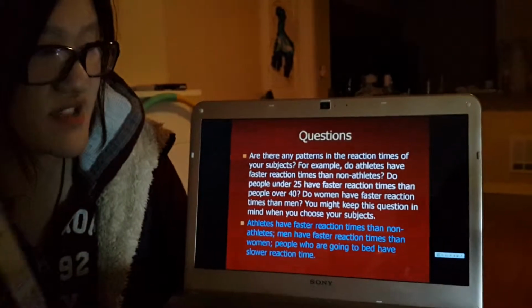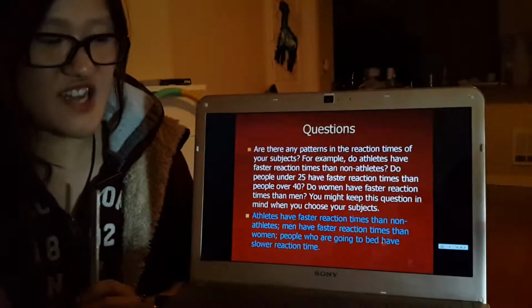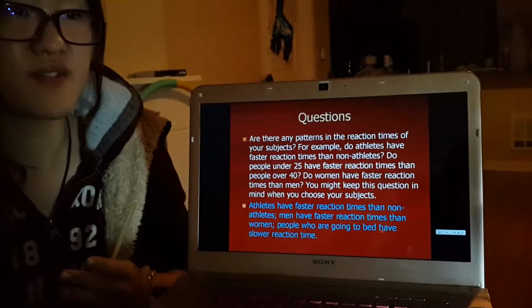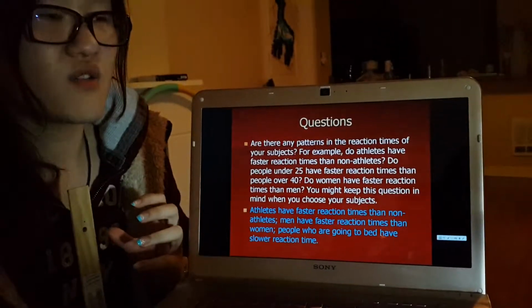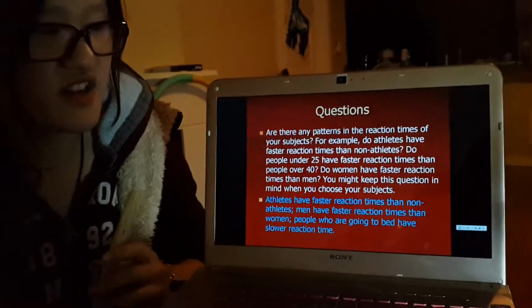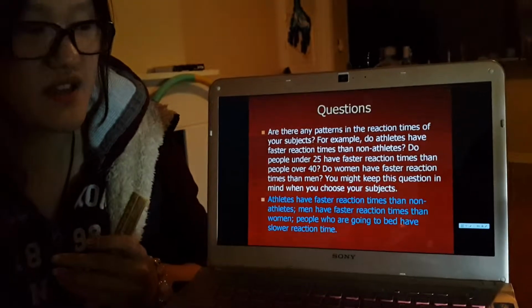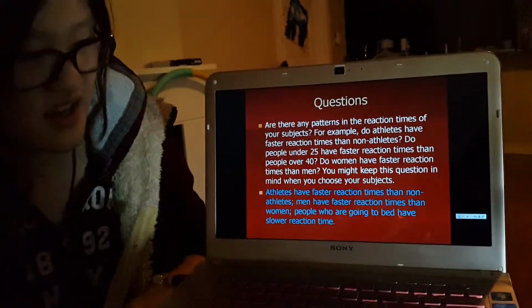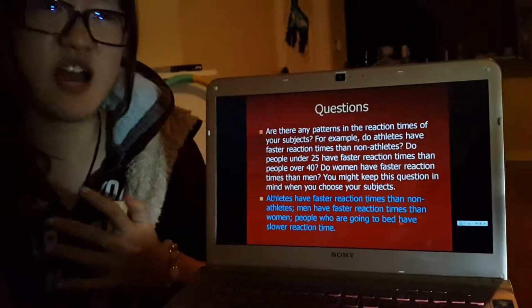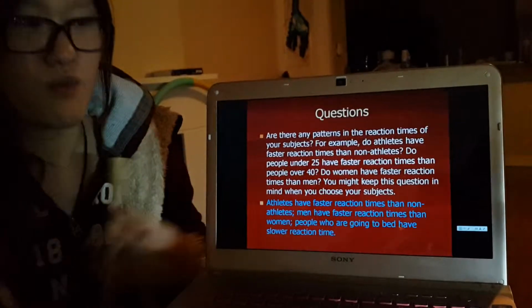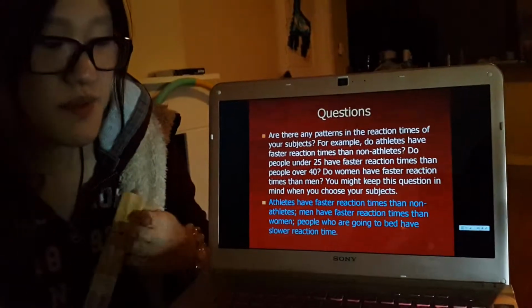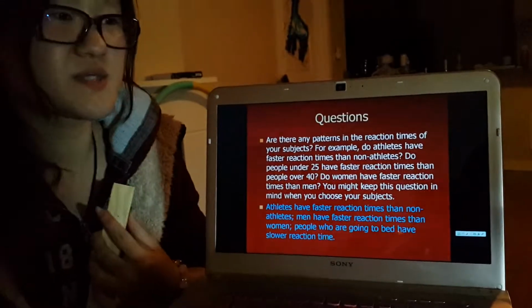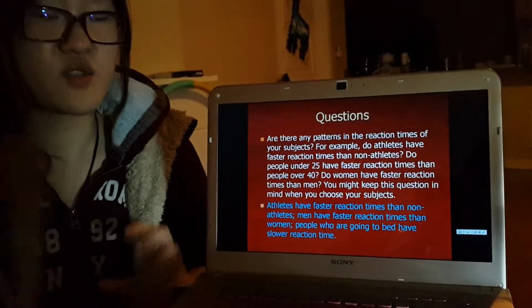The first question is: are there any patterns in the reaction times? The patterns I find are that the person who likes to play basketball has a smaller reaction time, which is faster than anybody else. Men's reaction time is also faster than women's. And there's one person who was almost going to bed, and her reaction time is bigger, which is slower than the normal people.